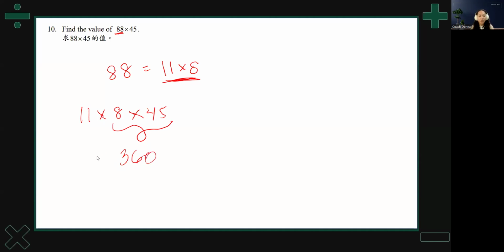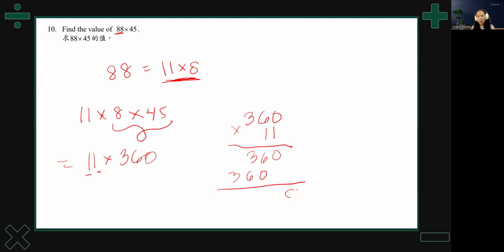Okay? If you have 360, 11 times 360 would be the result, right? Now, it's much easier to deal with because we have a 1 here. So this is what you're going to do. If you multiply it by 11, you're going to write it like this. Since we're multiplying it with 1, you can just copy 360. Copy 360 for the second one, right? Bring down the 0, bring down the 6. 3 plus 6 is 9. This is 3,960. And that is our answer.